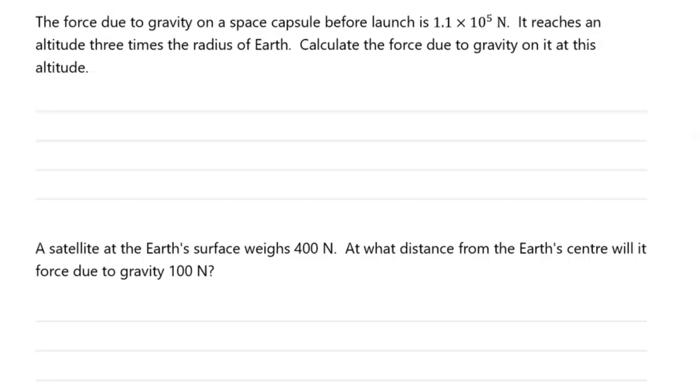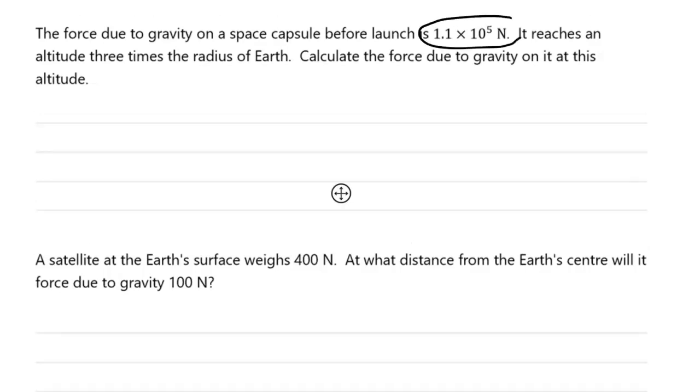Okay, looking at this one now. It says the force due to gravity on a space capsule is this value here. It reaches an altitude 3 times the radius of the Earth. We want to calculate the force due to gravity at this altitude. Now, we'll notice we've not been told the mass of the space capsule or the Earth or the radius of the Earth. We could look up some of those values on the formula sheet, but that space capsule's not going to be there, so we need a different approach.